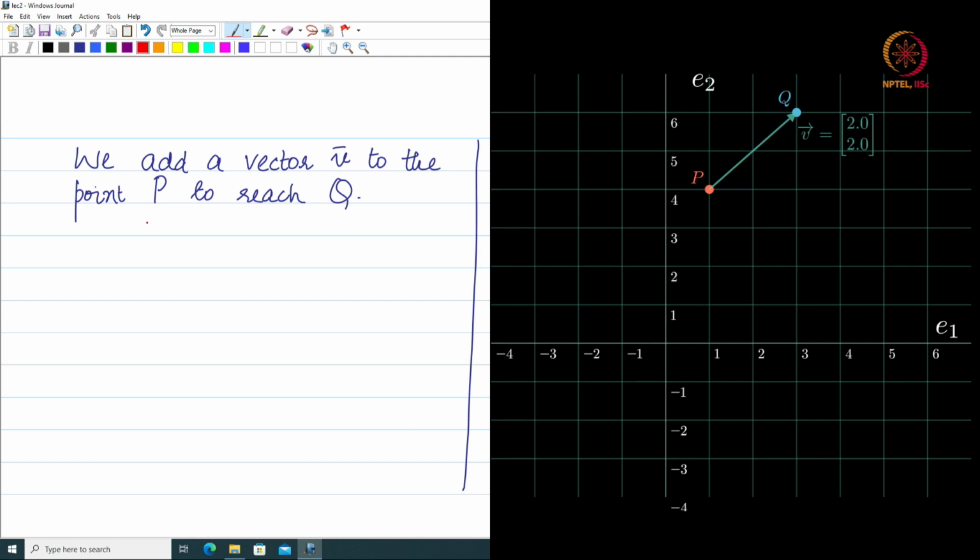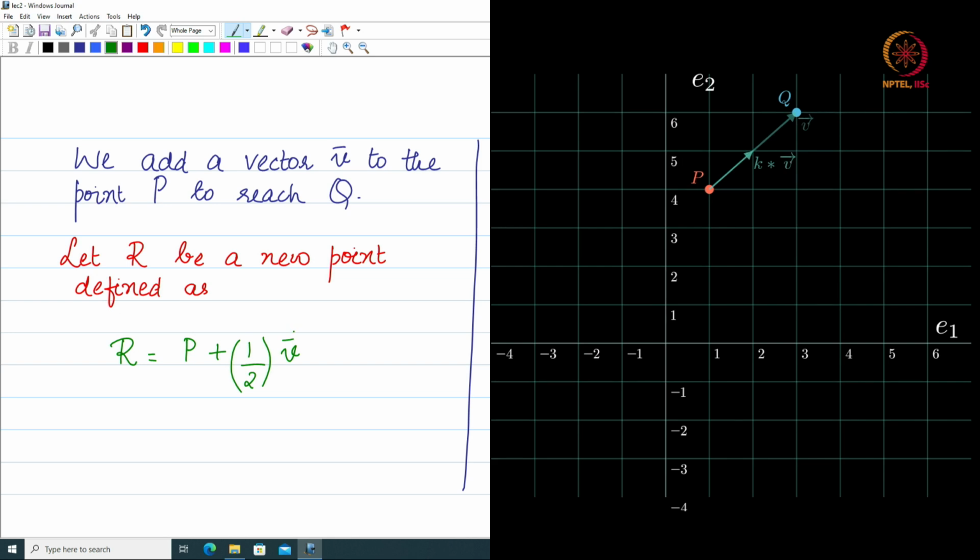Let us define a new point R, which is defined as follows. Remember, we can scale vectors. Scaling a point does not actually make sense. So, what we do is we scale vectors. We are going to say R is equal to P plus half times V. That means you are going to scale the vector V by half, right. This is basically the scaled version of the vector V.